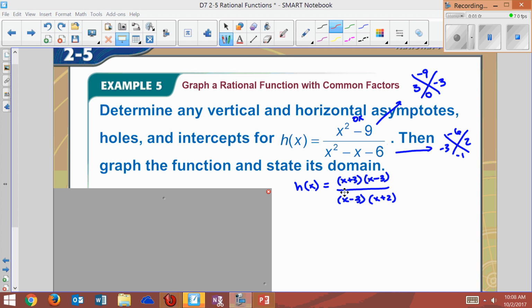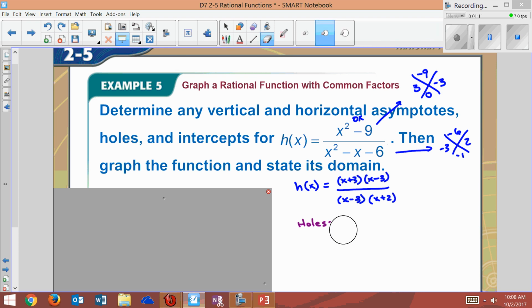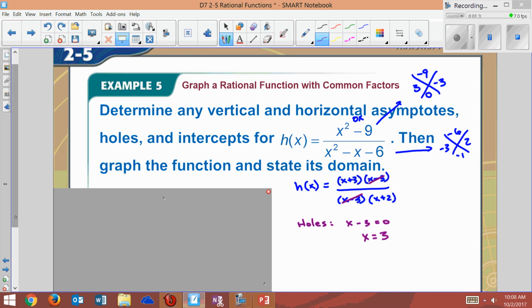Why I say we should do this first is because the first thing we should find is not the vertical asymptote, but we should find holes first, also known as removable discontinuity from earlier in the year. That's where we'll have a hole in the graph. It's when a factor cancels. So those are going to occur when x minus 3 equals 0, or said another way, when x equals 3, we should have a hole.